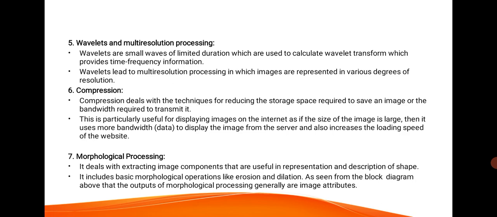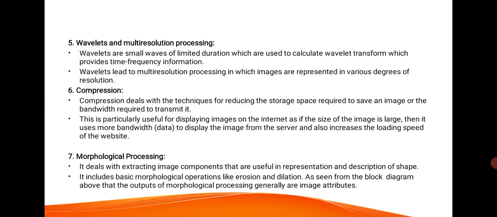Next, the spatial domain image is converted to a frequency domain image by using wavelets and multi-resolution processing. Wavelets are small waves of limited duration, used to calculate the wavelet transform, which provides time-frequency information. Wavelets lead to multi-resolution processing, in which images are represented in various degrees of resolution. The next step is compression. Compression is an important task in digital image processing where you can reduce the storage space to save an image and the bandwidth required to transmit it.